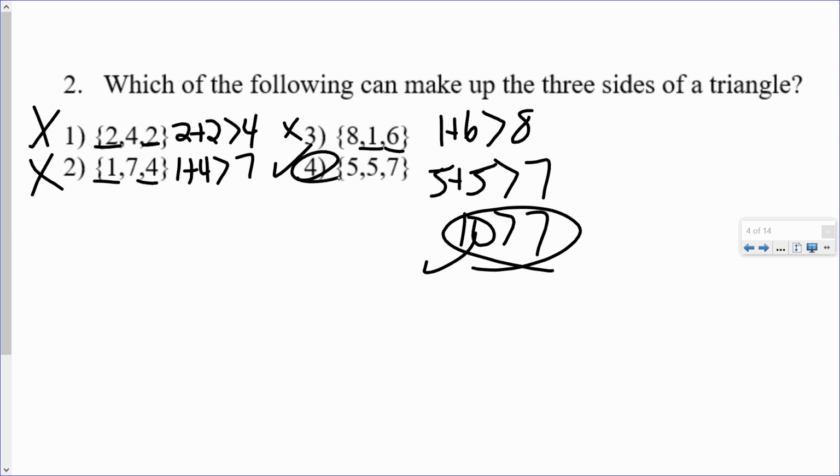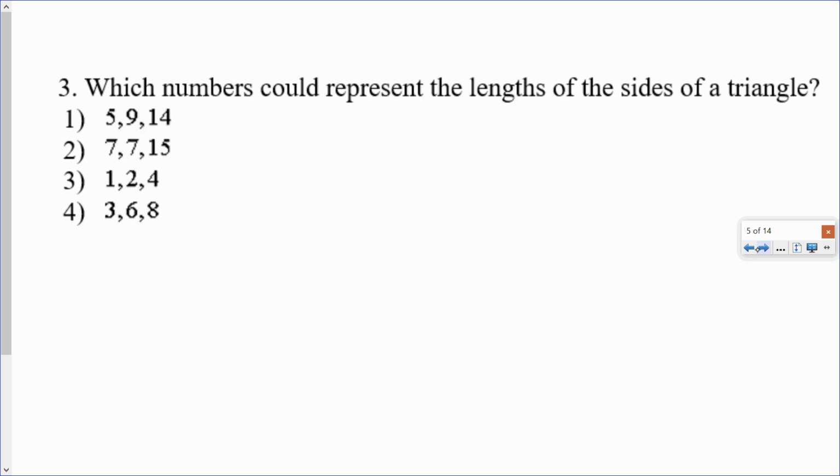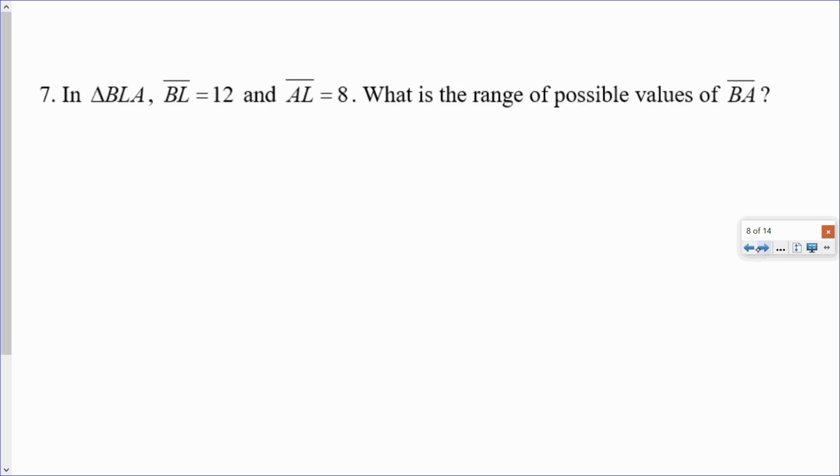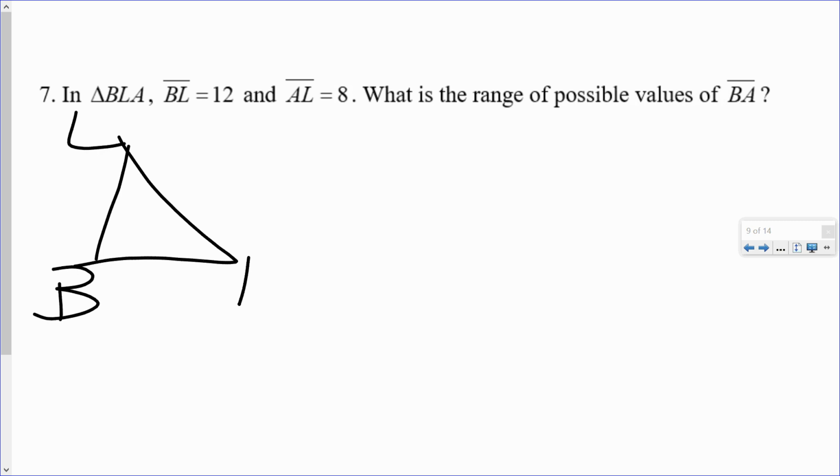Now, there's another application of the triangle inequality theorem, and that's where we can use it to find a possible third side, given two sides of a triangle. So in triangle BLA, BL is 12 and AL is 8. What is the range of possible values of BA, the third side? You don't have to draw a picture, but it's never a bad idea to. BLA, BL is 12, AL is 8.